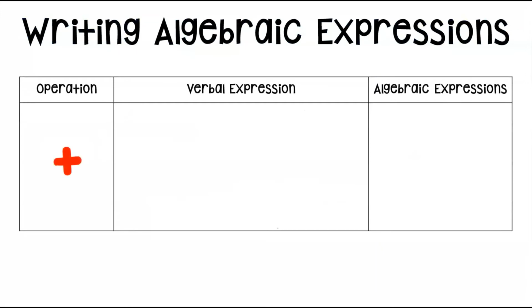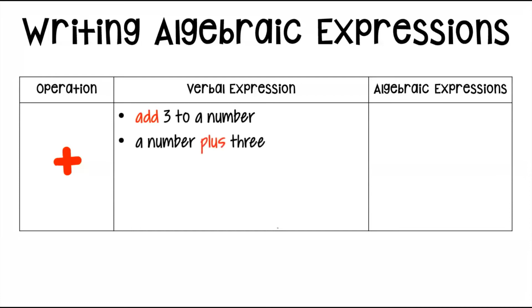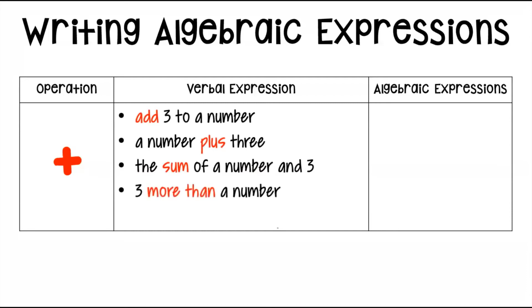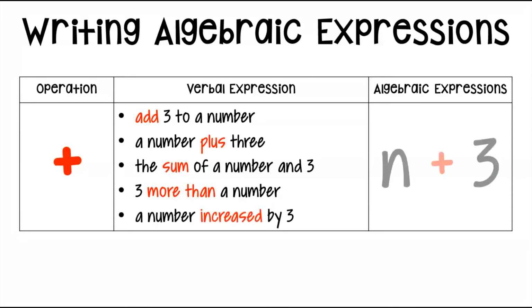If we're talking about the operation of addition, you might see things like add 3 to a number, or a number plus 3, or the sum of a number and 3, or 3 more than a number, or a number increased by 3. All 5 of those verbal expressions can be translated to the same algebraic expression. They all mean a number, and we're going to use the letter n to represent that number we don't know, plus 3.